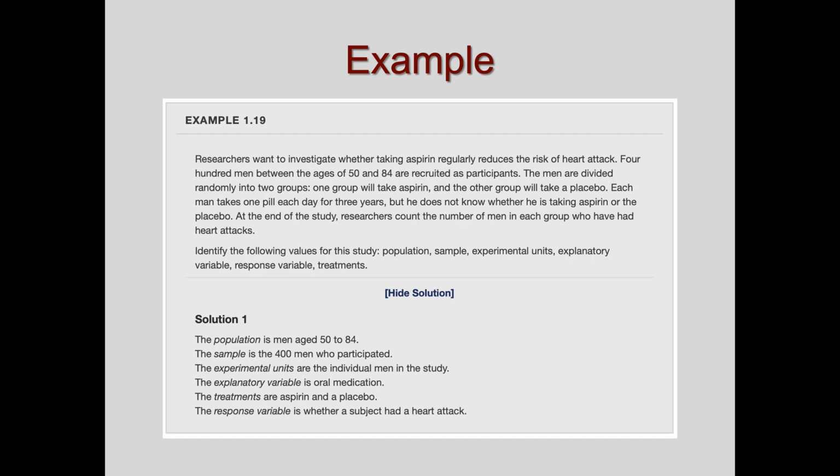Population, that's everybody we're talking about, is men aged 50 to 84. The sample is the 400 men who participated. Remember, sample's always a subset or a part of the population. The experimental units are the individual men in the study. It's nice to know you're an experimental unit, right? The experimental variable is the oral medication, whether you're being given or not, which type you get, and so on. Treatments are aspirin and a placebo. And the response variable is whether or not the subject had a heart attack.